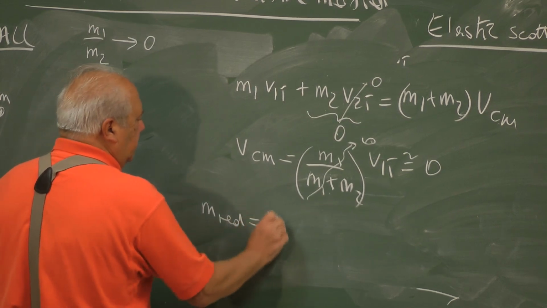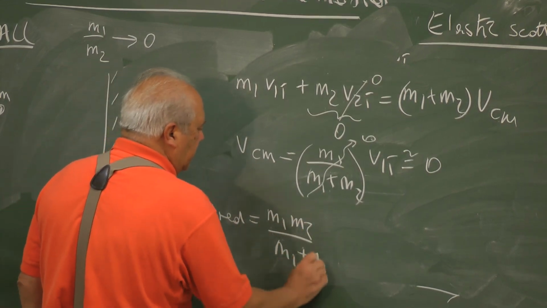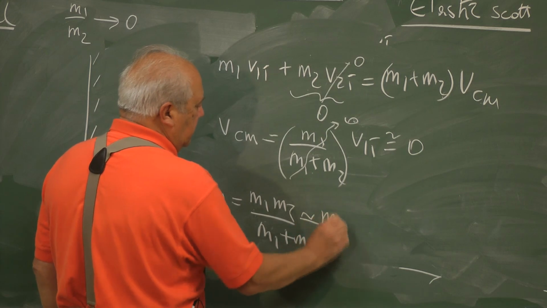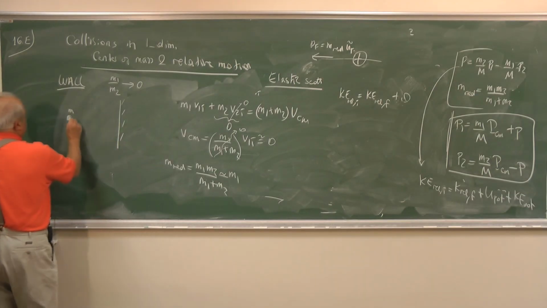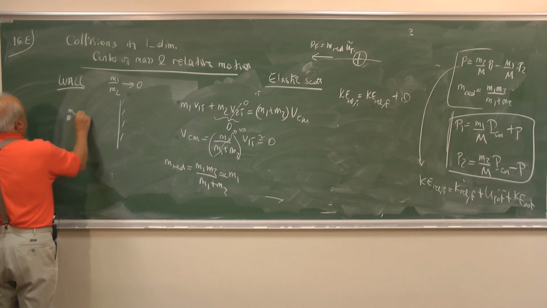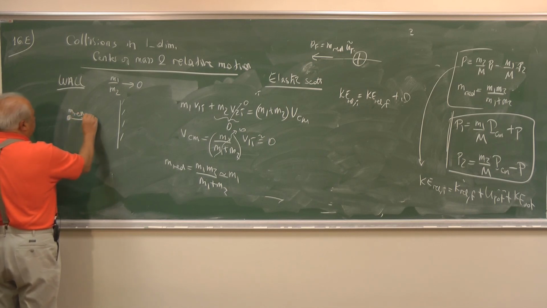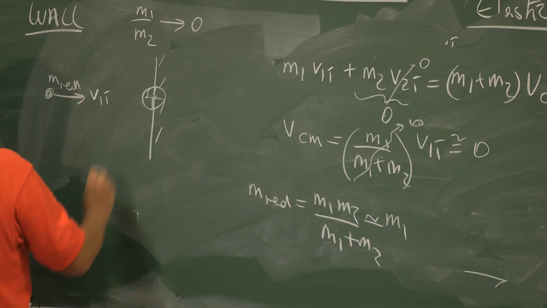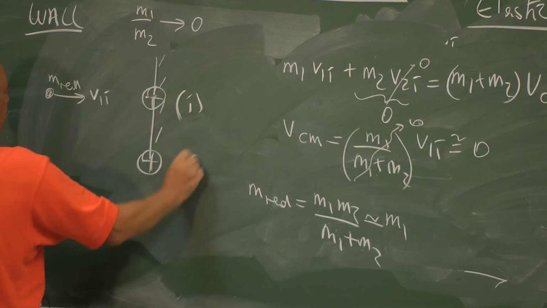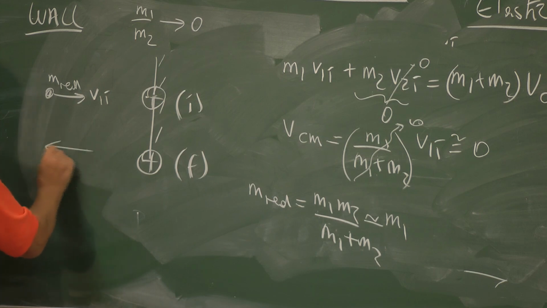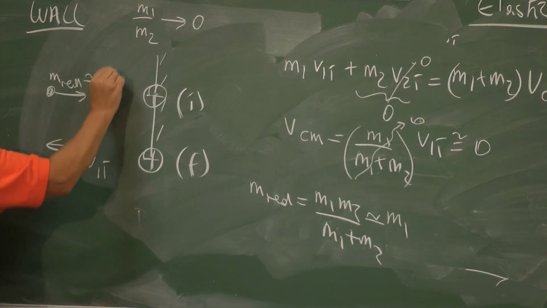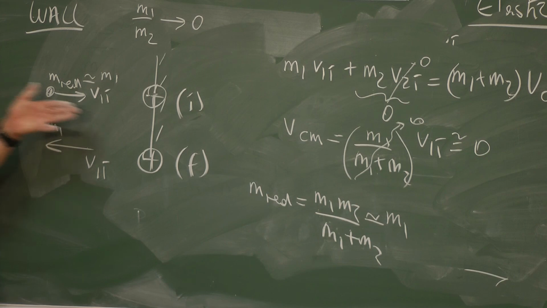M reduced is equal to M1 M2 over M1 plus M2. Well, M2 is big, neglected, M2 is cancelled. So this is like M1. So M reduced comes with the relative velocity V1I. Here it is, and then this is the initial. And in the final, it goes back, and this is again V1I. And M reduced is like M1. So M1 comes with a certain velocity, bounces back with the same velocity.